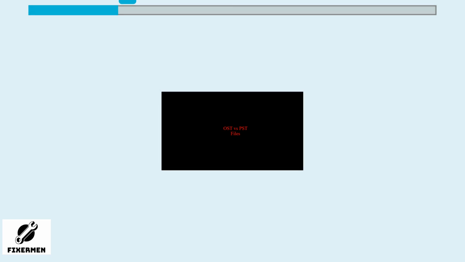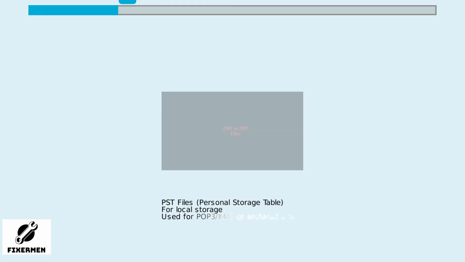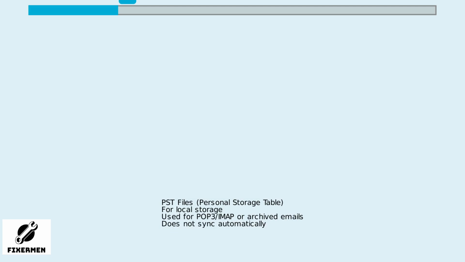Let's compare OST and PST files. OST files are for Exchange accounts and maintain synchronization with the server. PST files, or personal storage tables, are used for local storage of emails. They're commonly used with POP3 or IMAP accounts, or for archiving old emails. Unlike OST files, PST files don't automatically sync with a server. They're stored locally on your computer. You can create new PST files through Outlook's interface by going to New Items and selecting Outlook Data File. This creates a local storage container for your emails.